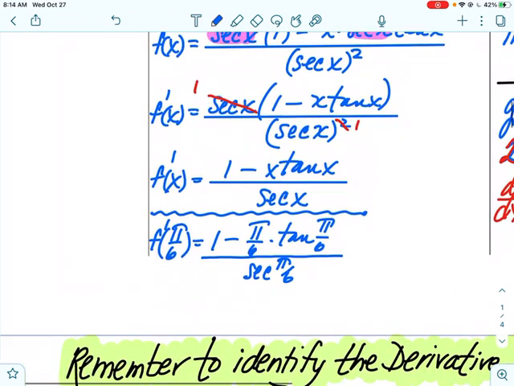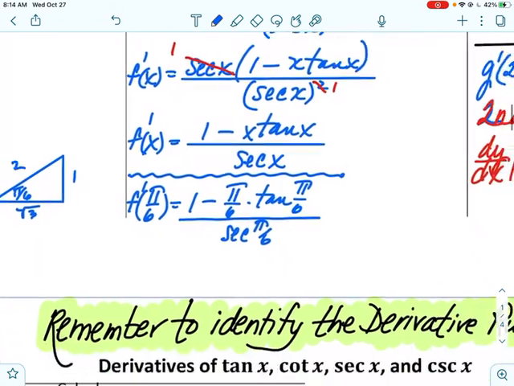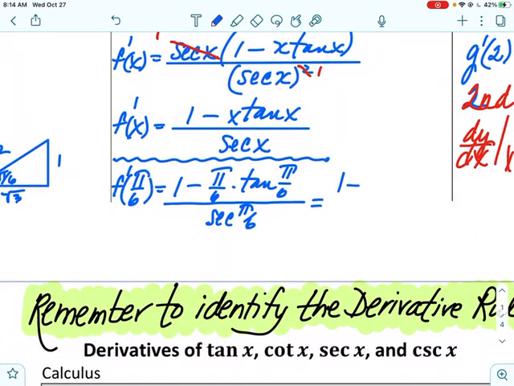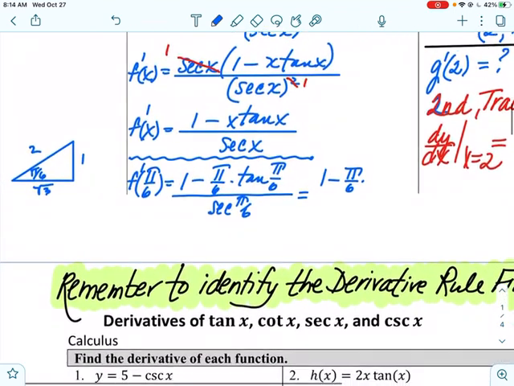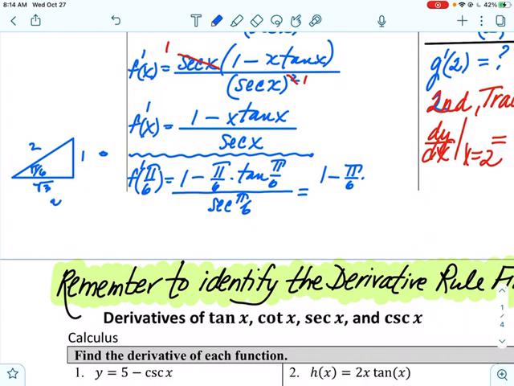Now, if you remember your triangle, let me draw another one right down here. So we have pi over 6, which gives us 1, 2, root 3, and we're in quadrant 1, so everything's positive in quadrant 1. So we get 1 minus pi over 6 times the tangent, opposite over adjacent. Here's the opposite, here's the adjacent, so it would be 1 over root 3. And that would be all over the secant. The secant is the hypotenuse over the adjacent, so that's just going to be 2 over root 3.